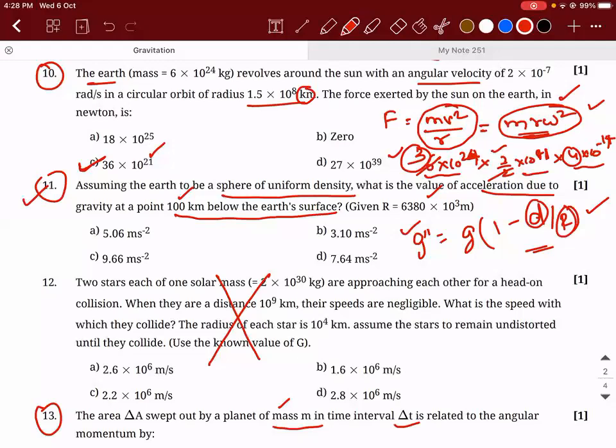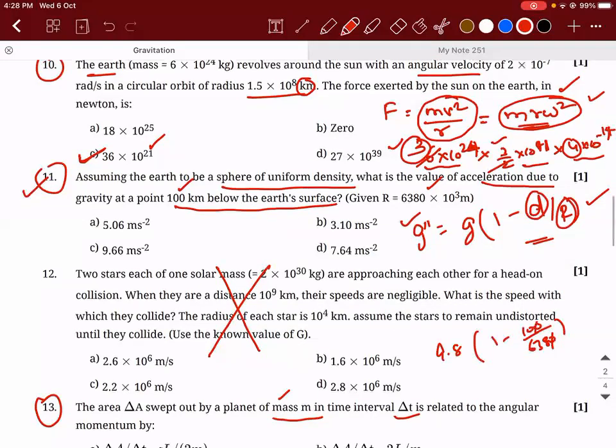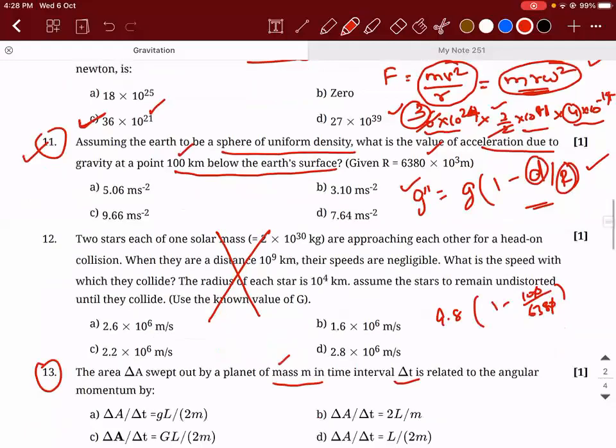So 9.8 into 1 minus 100 divided by 6380, the kilometers will get cancelled. Now you can solve this. That part I'm leaving it to you. The 12th one I told it is not needed in all those things. So 13th one.